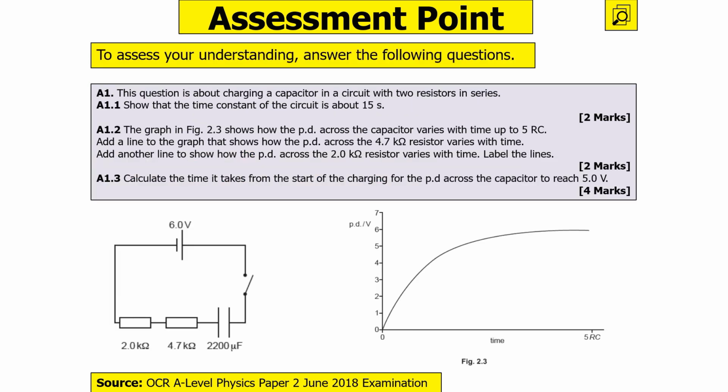The next question says, this question is about charging a capacitor in a circuit with two resistors in series. Firstly, show that the time constant of a circuit is about 15 seconds. Then the graph in figure 2.3 shows how the PD across the capacitor varies with time up to 5 RCs. Add a line to the graph to show how the PD across the 4.7 kilo ohm resistor varies with time. Then add another line to show how the PD across the 2 kilo ohm resistor varies with time. And then calculate the time it takes from the start of the charging for the PD across the capacitor to reach 5 volts. So pause the video now, then unpause the video when you want to go through your answer.